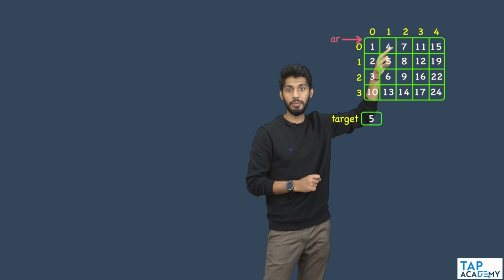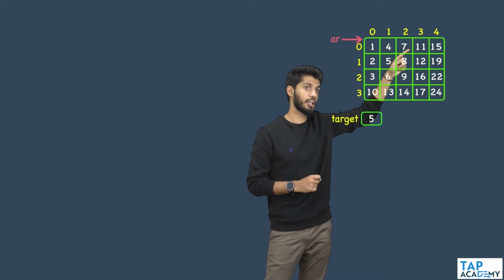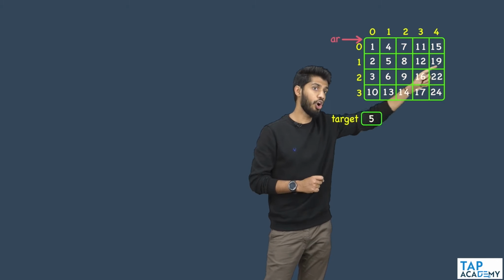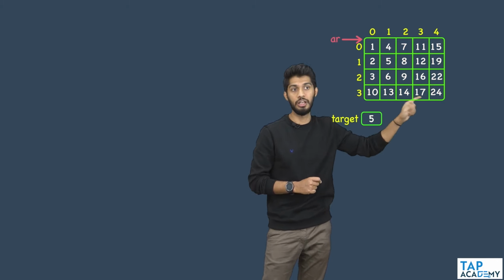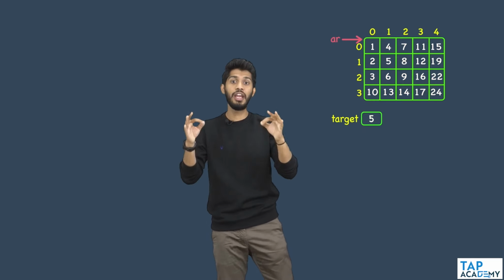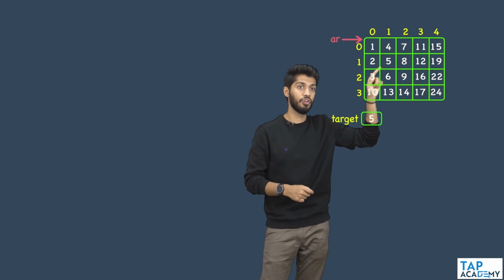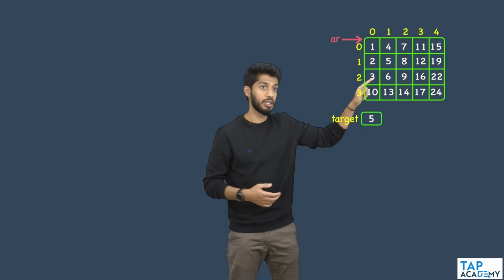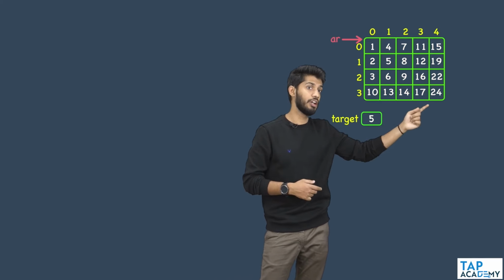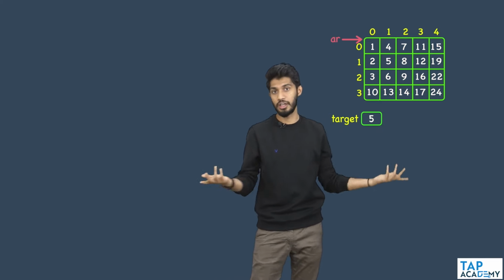I will check whether this element is the target element. No, I need to check the next element. Since this is not the target element, move to the next. Since this is not the target element, move to the next. And keep on doing the same thing till the last element. In case you find the target element, in this case you will find it over here, directly return true. In case you do not find it after reaching over here, then return false.